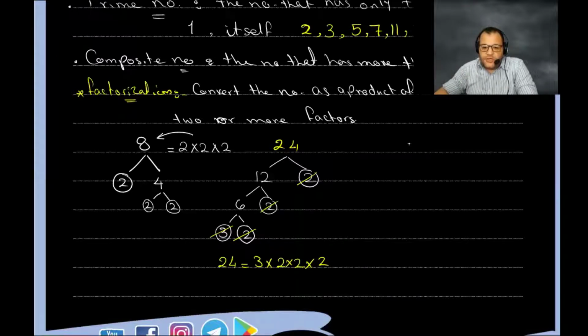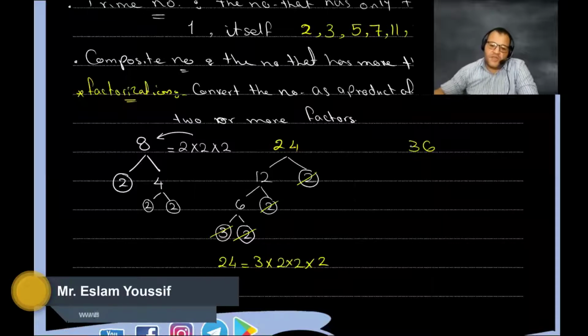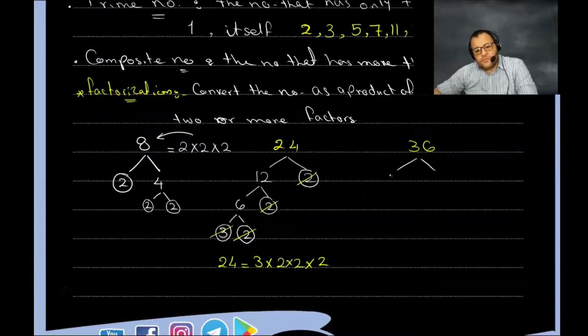Okay, 36. Choose any two numbers. If you multiply them, the answer is 36. It's very hard. Not hard. This multiplication, you need to revise the timetable. I need any two numbers. If you multiply them, the answer is 36.